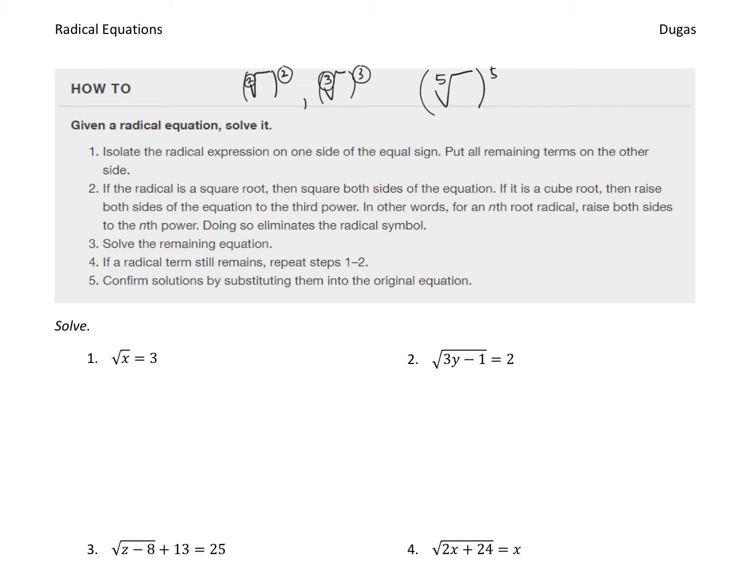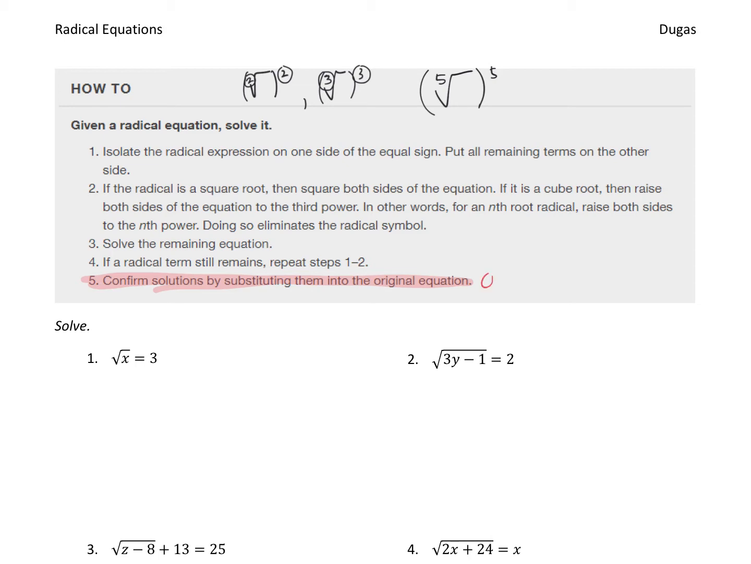Then, once you get rid of your radical, you're going to solve the remaining equation. If a radical term still remains, in other words, if you have more than one radical in your equation, you're going to have to start these steps over again and do it all until you get rid of all of the radicals that are in your equation. And then it's really important that you do step number 5. Confirm your solutions. Easier way to say this is check your answers.